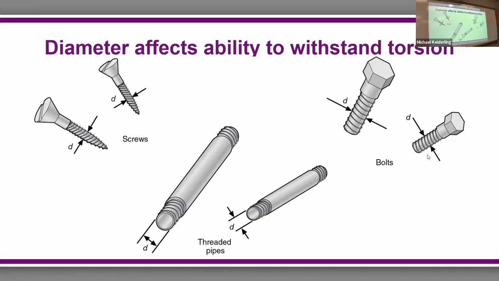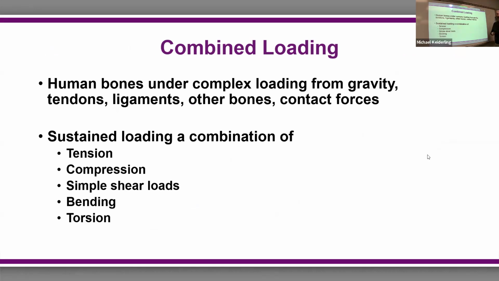So skinny things twist more easily than big fat things. Now, human bones are under quite complex loading from gravity, tendons, ligaments, other bones, and various contact forces. So the sustained loading of a human bone is a combination of tension, compression, simple shear loads, bending, and torsion. A whole bunch of stuff.